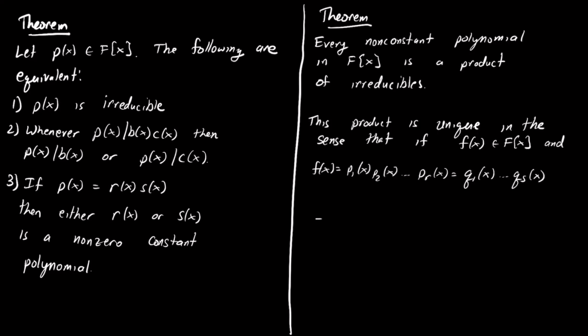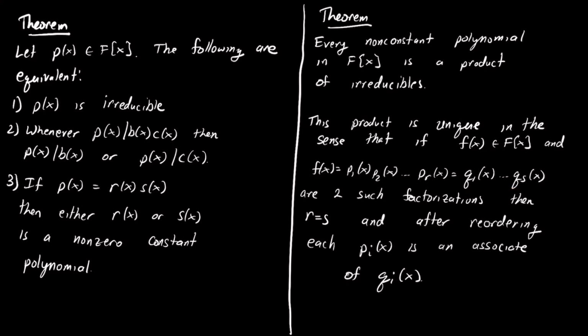And this product is unique in the sense that if I give you two factorizations, p1 times p2 times dot dot dot times pr, and q1 all the way up to qs, and all the pi's are irreducible and all the qi's are irreducible, then r is equal to s, meaning there are the same number of terms here as there are on this side. And after reordering, each of these p's is an associate of each of these q's. So p1 is an associate of q1, p2 will be an associate of q2, all the way up to ps will be an associate of qs.